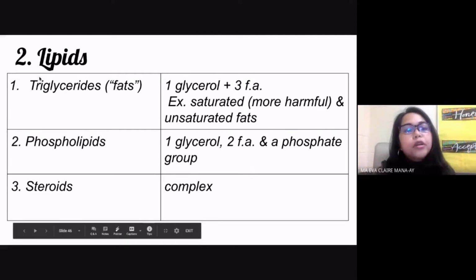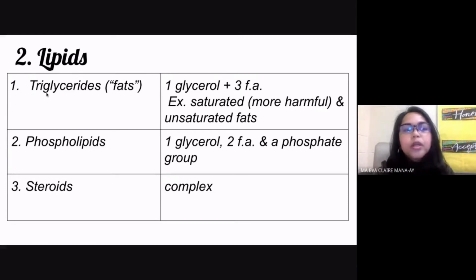Now, for your triglycerides, the term tri here, of course, means three. Remember, the monomer of all your lipids is one glycerol and two fatty acids. In the case of your triglycerides, instead of just two fatty acids, it actually has three. Hence it is called triglycerides: one glycerol and three fatty acids. Examples for this would be your saturated fats and your unsaturated fats. We will get to this in the next slides.